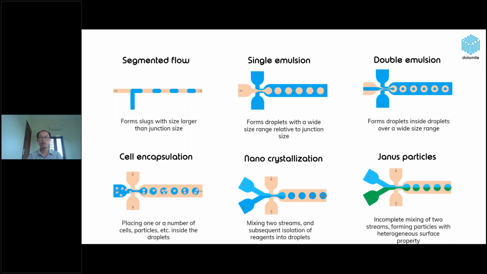Or we can make a single emulsion or double emulsion. Or we can make a cell encapsulation by placing one or a number of cells or particles inside the droplets. Or we can make a nanocrystallization process or Janus particles by mixing two streams to form particles with heterogeneous surface properties, or with subsequent isolation of the reagent into the droplets. In this case, the droplet has a role as a microreactor to make the nanocrystallization inside.